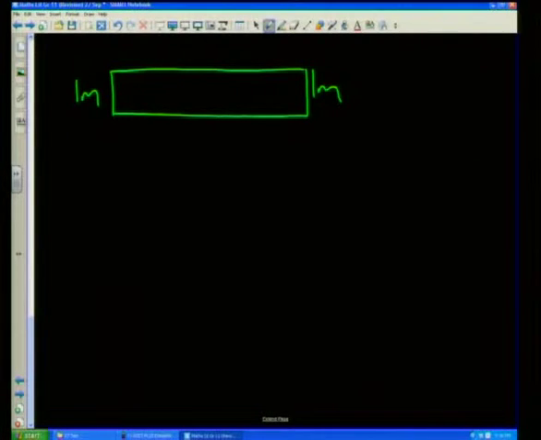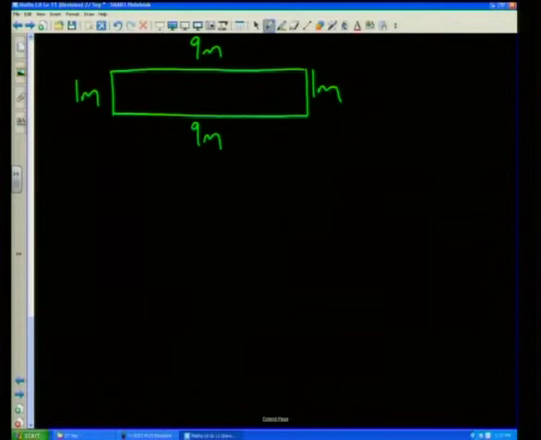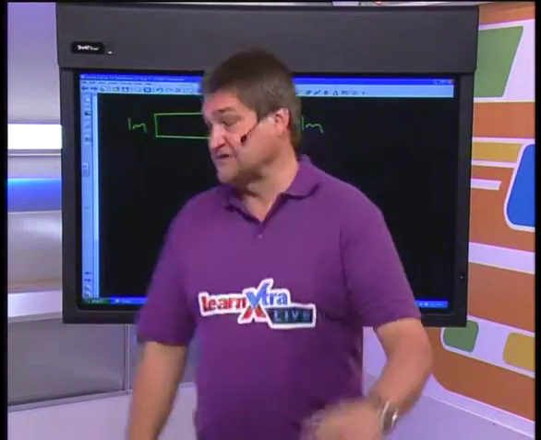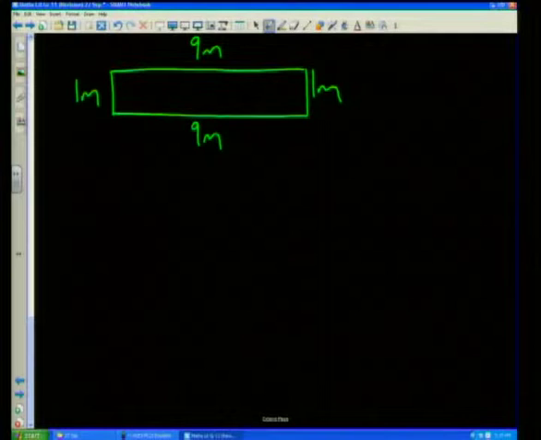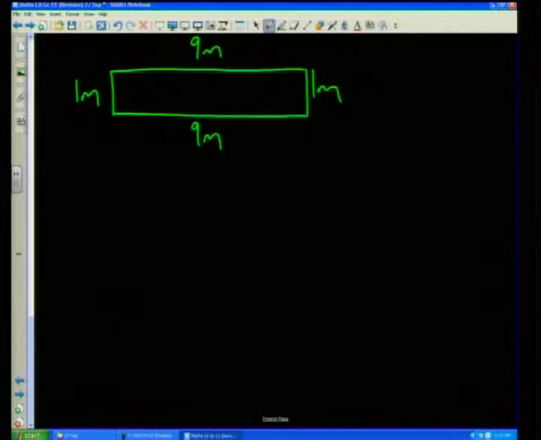1 meter, 2 meters, and we're going to make this 9 meters long and 9 meters long. Okay. So how much fencing do I have there? I've got 20 meters worth of fencing, haven't I? Of course I do. Let's have a look. 1 meter, 1 meter is 2 meters. 9 and 9 is 18. So I've got 20 meters of fencing.